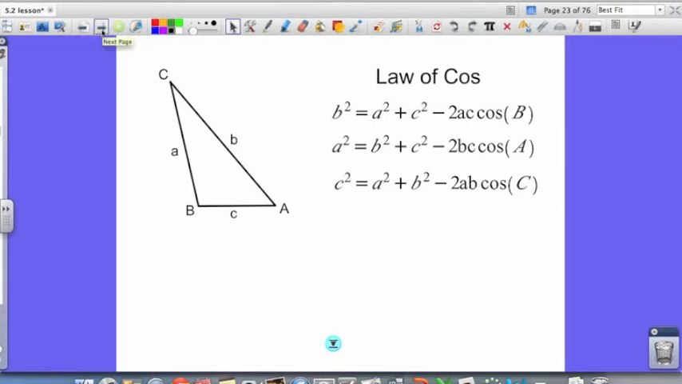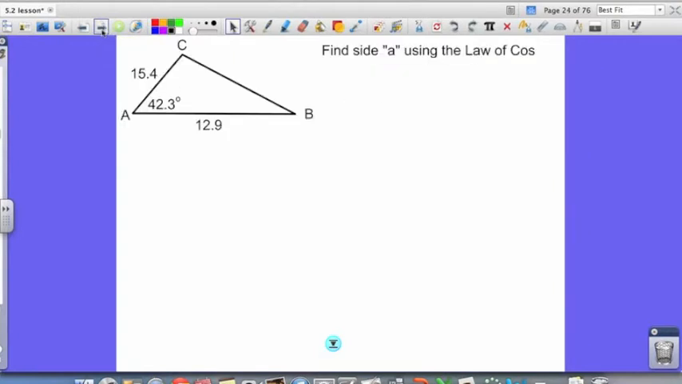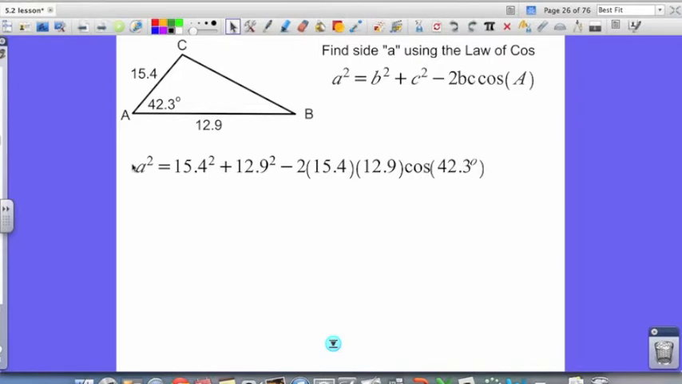But let's use this again and see how this works. I want you to find side A using the law of cosines. You can pause here and work through it, or just watch me as we go. I'm going to look at this and use the law that matches. I'm looking for side A, but again, if you understand the concept, it really doesn't matter what formula you're using. And I just start plugging things in.